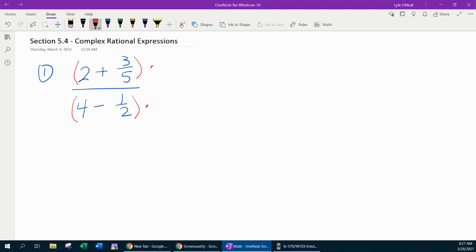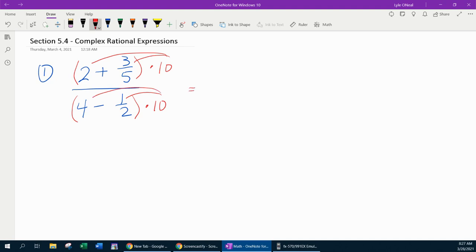So there's only 2 fractions within the fractions. Here we've got the 3/5 and the 1/2. The LCD for those 2 fractions is 10. So what we want to do is multiply top and bottom by 10. Now this is legal. Remember, whatever you do to the top, you have to do to the bottom. And since there's more than one term, we're going to need to distribute.